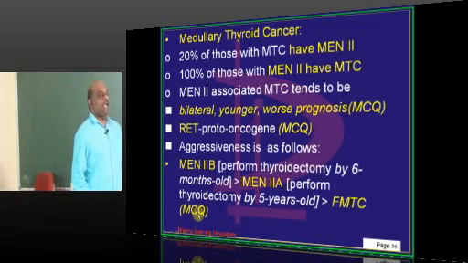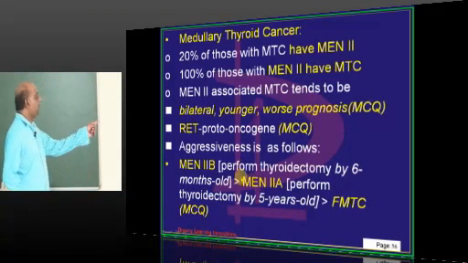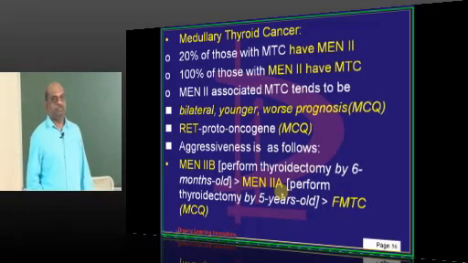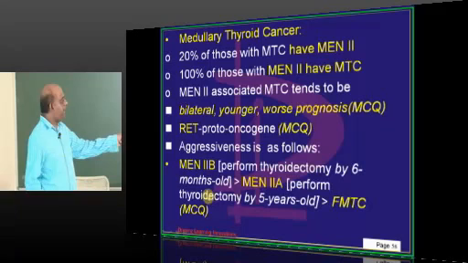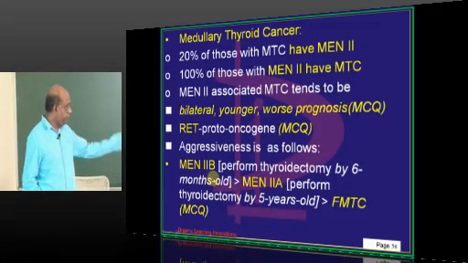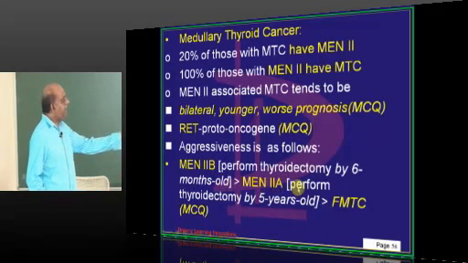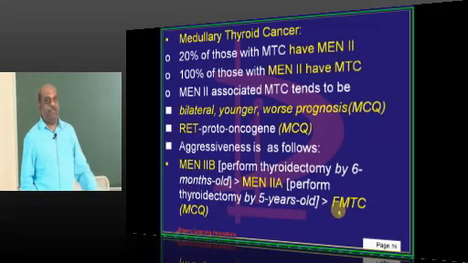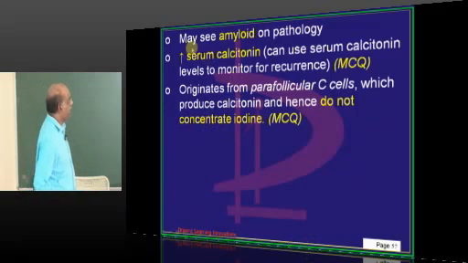So, if it is an MTC which is a part of MEN 2B, what is the dictum? Perform thyroidectomy when the child is 6 months old, if you found the MEN 2B chromosome. If it is MEN 2A, perform thyroidectomy by 5 years old. That is a very important dictum. Prophylactic thyroidectomy has a lot of role in case of medullary thyroid carcinoma.